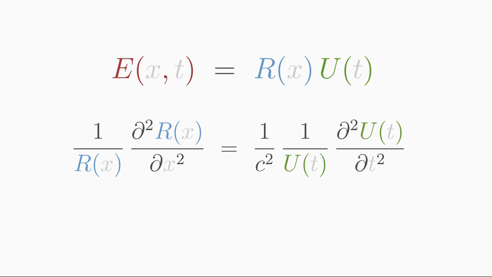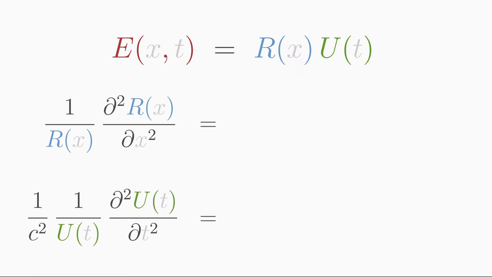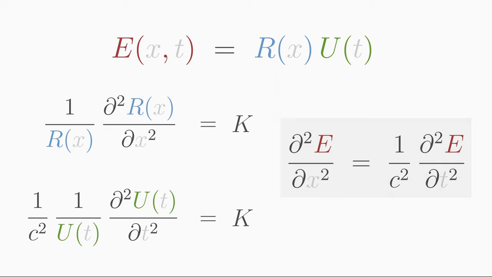Now we can vary x on the left side without changing the right side, because there is no x on the right side. The same is true for the time t. If we vary the time on the right side, the left side remains unchanged because there is no time t. Thus, both sides must be constant. So let us set the left side and the right side equal to a constant k. Thus, we have transformed a partial differential equation into two ordinary differential equations.